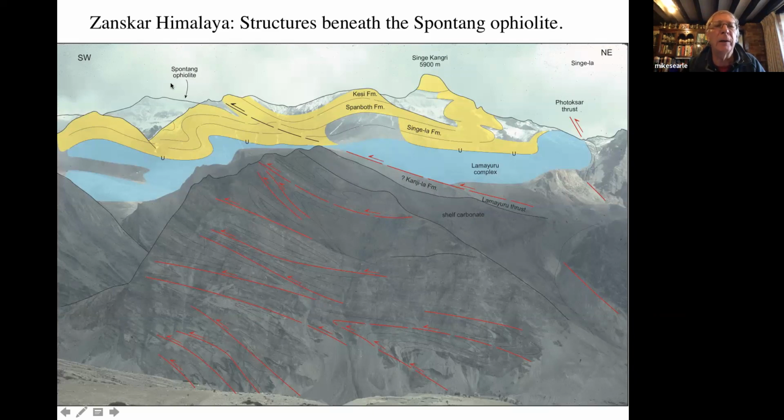The Spontang ophiolite in Ladakh is by far the best one. They're not exposed because they're the earliest thrust sheets that were transported from the Tethyan Ocean onto the leading margin of India prior to collision. And therefore, they were the first to erode. And it's only a few areas, like in this area in Ladakh, where the ophiolites are still preserved right up at the highest structural levels.